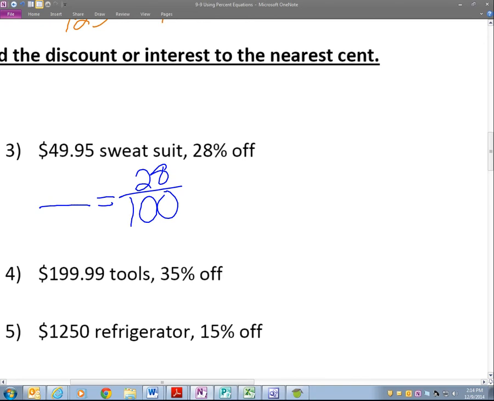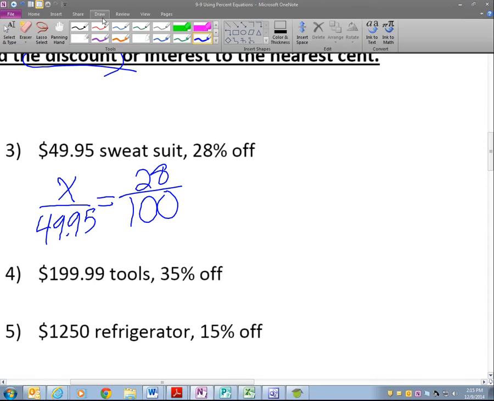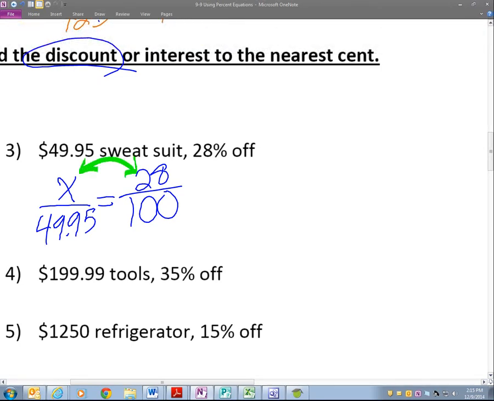So, okay, we're trying to find what the whole is. I'll let you think about that for a minute. Harrison? It would be the whole. 49.95 is going to be the whole because we're trying to find the discount, and the discount is going to be related to this 28. It's going to be related to this here, right?